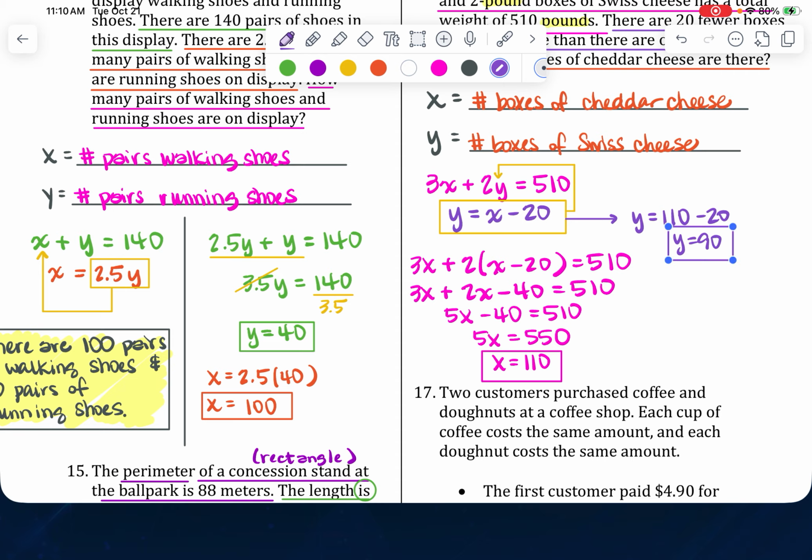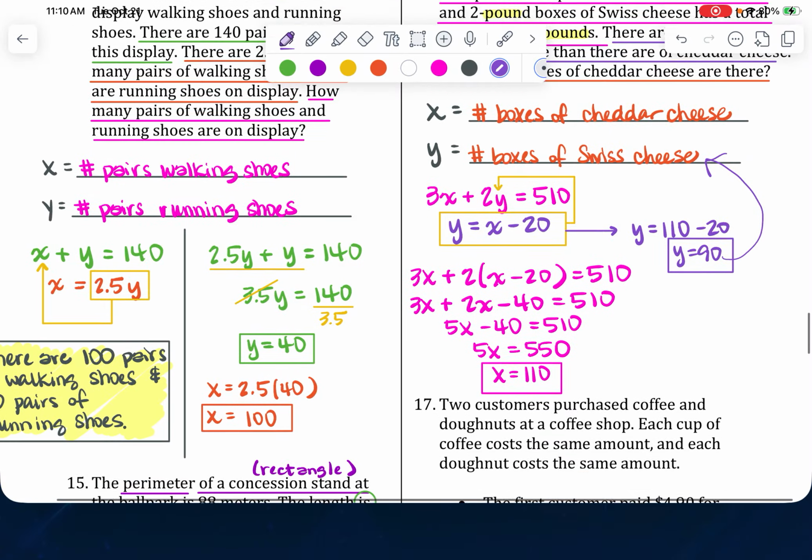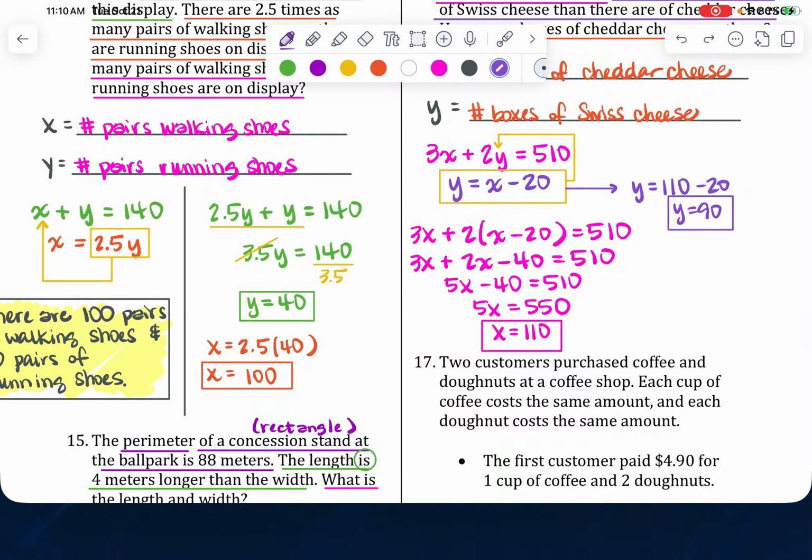And I can always check my answer as far as did I pick the right order for my system up there for that x minus 20, because right here I just solved for y, which was the Swiss cheese. Is my Swiss cheese 20 less than the cheddar? Yes, right? So that's another way I can check it at the very end.